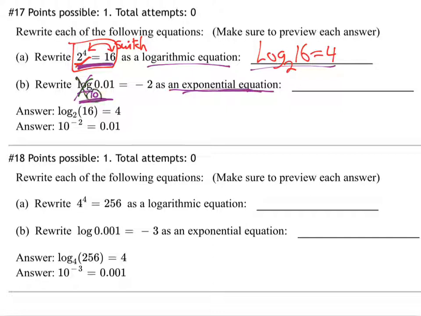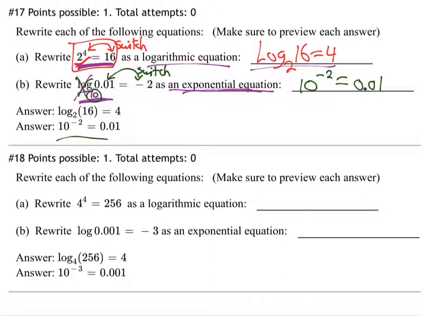So who's the base? 10. He continues to be the base. And the other two switch. Instead of 10 to the 0.01, it's 10 to the minus 2, and the 0.01 goes over there. They switch. That's the answer they say.